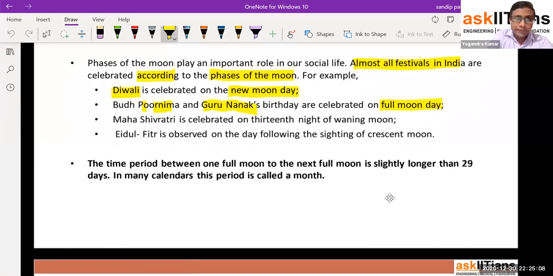Then Mahashivratri is on the 13th night of the waning of the moon. Waning of the moon means decreasing. The shape is decreasing. We are going to call it waning.